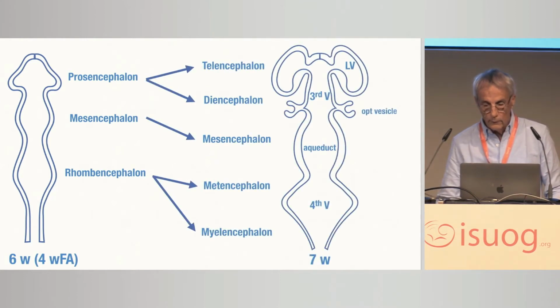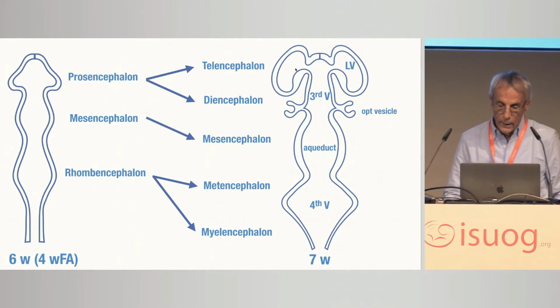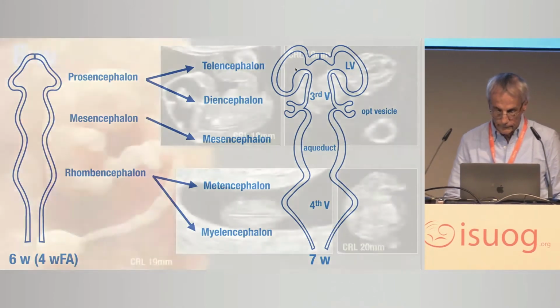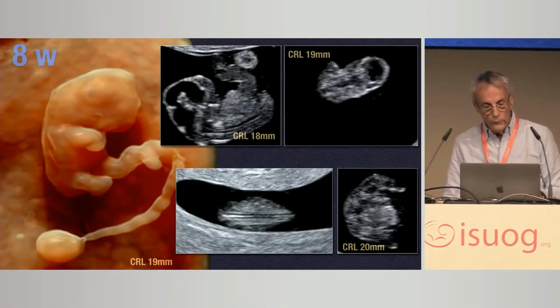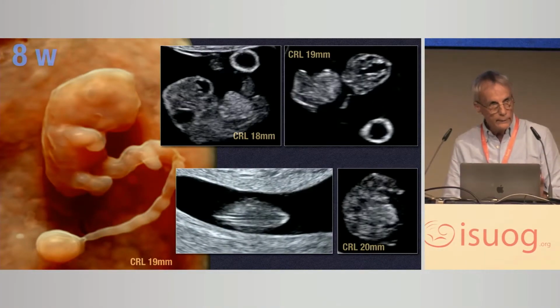And 1 week later, you have the stage of 5 vesicles. That means you have 2 lateral ventricles, the 3rd ventricle, the mesencephalic aqueduct, and the 4th ventricle. And the rhombencephalon will give 2 parts. The upper part is the metencephalon, and the lower part is the myelencephalon. And the prosencephalon will give the telencephalon, that means the lateral ventricle and the hemisphere, and the diencephalon, the central part.